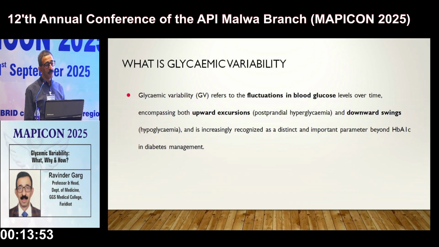When we talk of glycemic variability, what we mean is fluctuations in blood glucose, but fluctuations are both up and down. Upward, that is postprandial hyperglycemia, and a downward swing in the form of hypoglycemia. Both are considered a part of glycemic variability. And why is this important these days? Because this has a direct impact on diabetes outcomes and diabetes management.